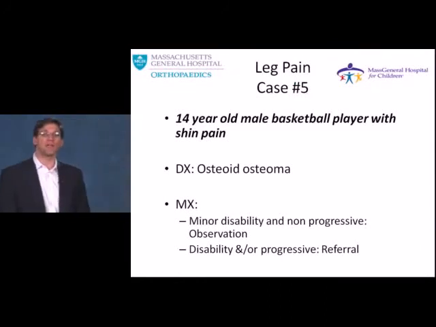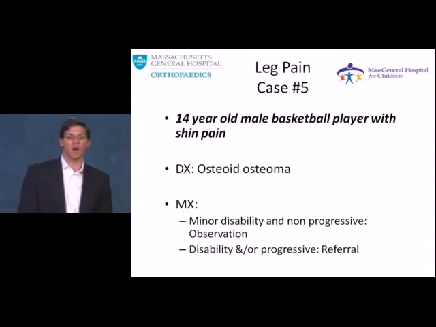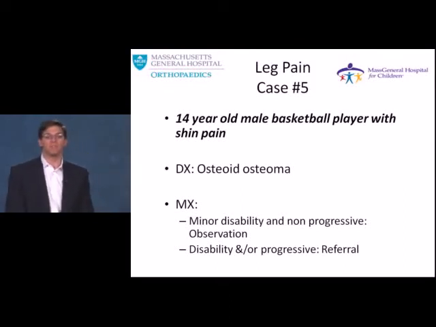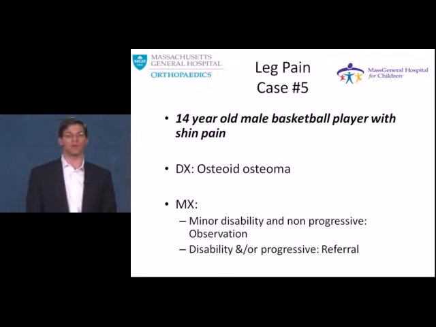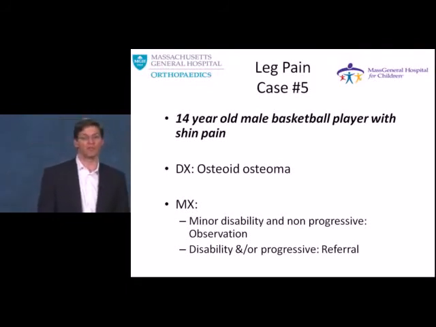So he has an osteoid osteoma. While this sounds like a tumor, this is a benign bony lesion and cortical in nature. However, sometimes this leads to pain that does require surgical intervention. The management, if with minor disability and non-progressive pain, can be observation. However, with disability and/or progressive pain, consider referral for sclerosing or other treatment to take away the pain generator.